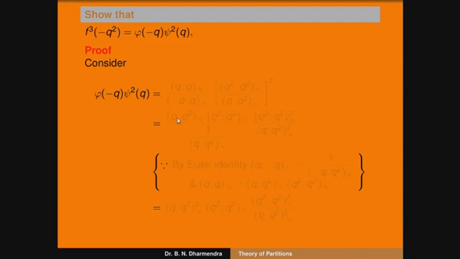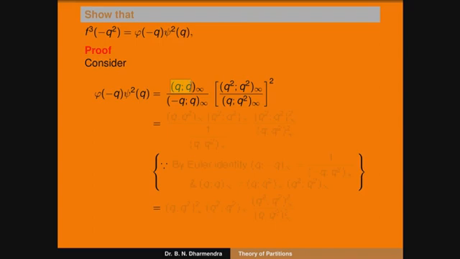Next, we can show that f cube of minus q square is equal to phi of minus q into xi square of q. Let us consider phi of minus q into xi square of q. We know the value of phi of minus q is q infinity divided by minus q infinity, and xi square of q is q square infinity divided by q square infinity whole square. So therefore, we can observe the terms.